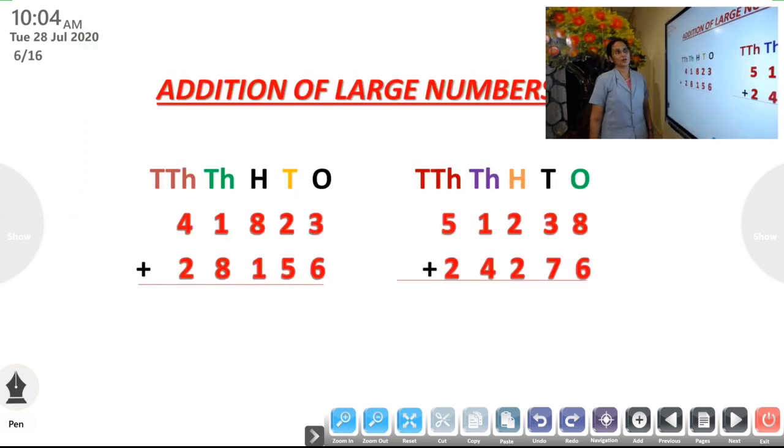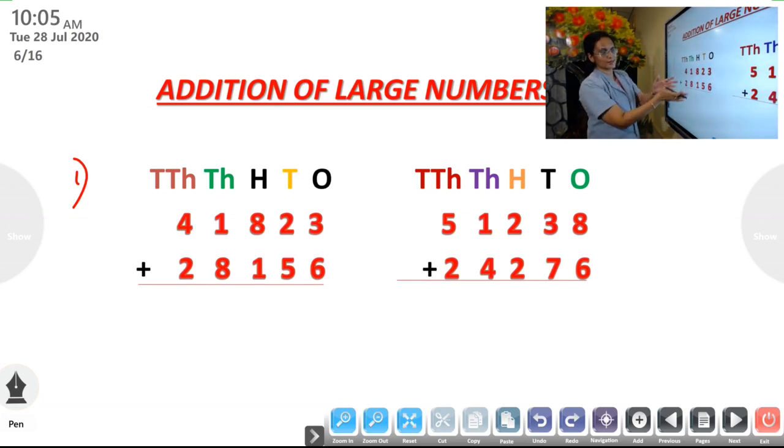Now we will learn addition of large numbers. The first question is this. Question number 1. Read the number. You already know how to read large numbers. Here there are 5 digits in each number. So this is 41,823, isn't it? 41,823 plus 28,156. We are going to add this.